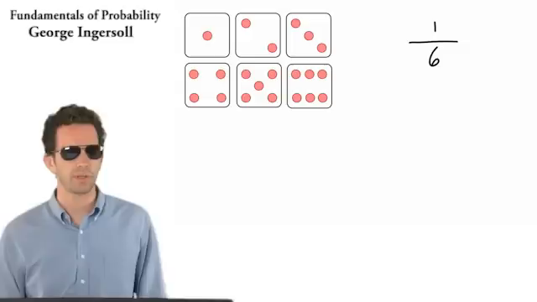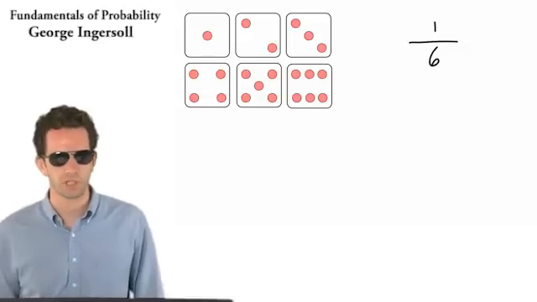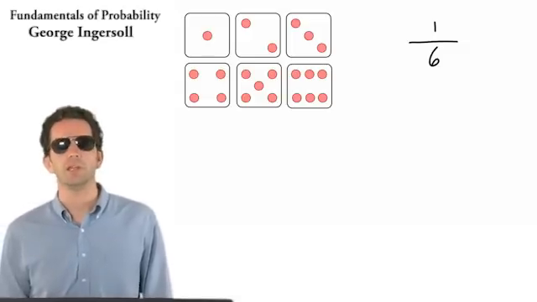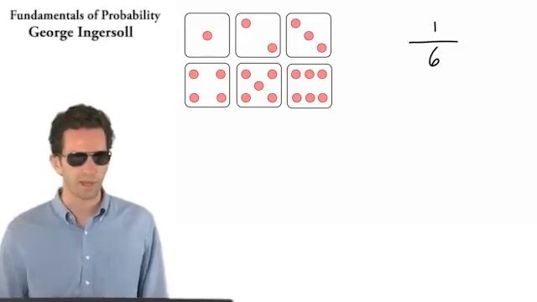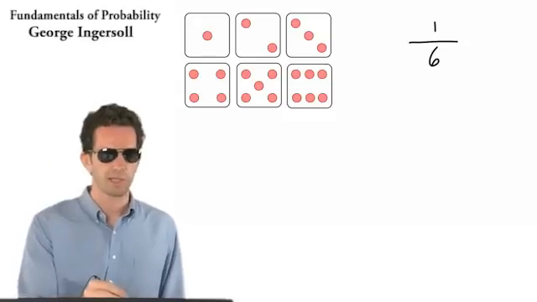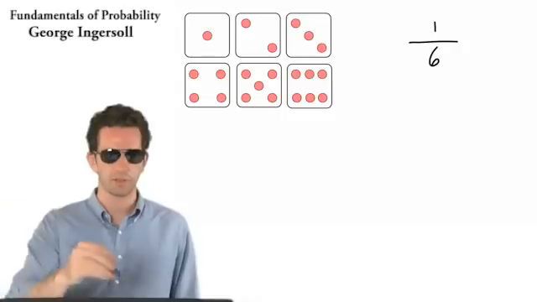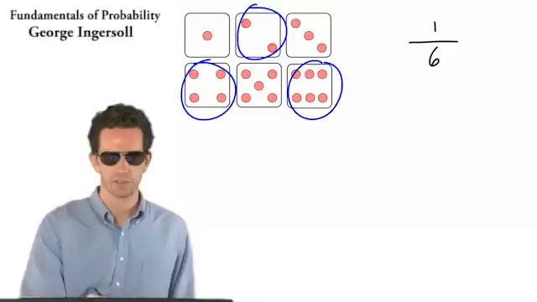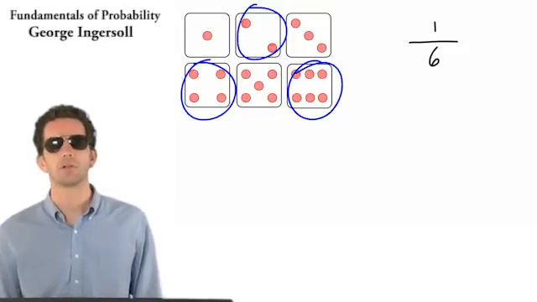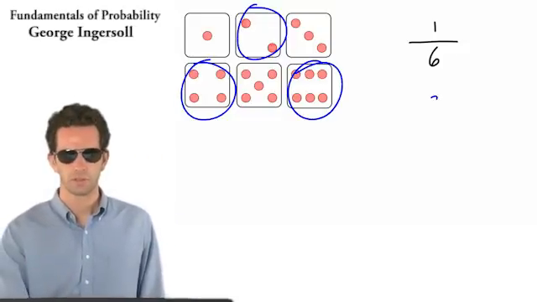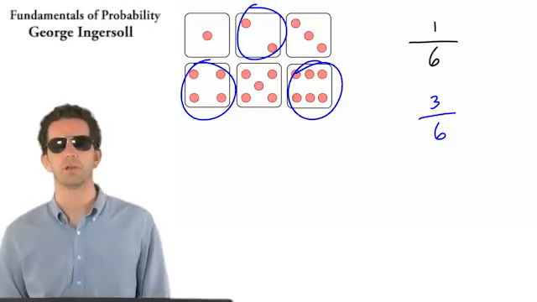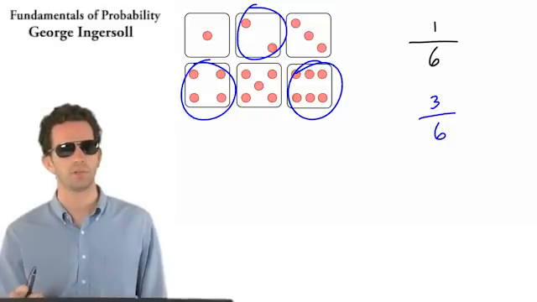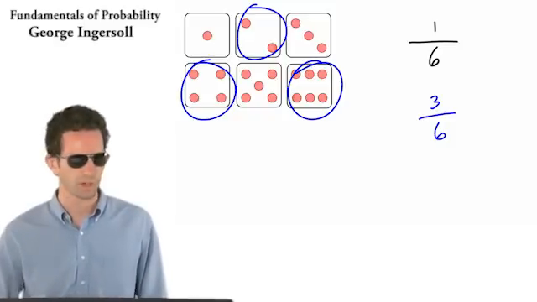Now, what if we're interested in knowing the probability of rolling an even number? Well, in that case, we have 3 possible outcomes that we're looking for. That would be 2, 4, and 6 over 6 total possible outcomes on that die. Okay, that's a basic example. Let's make it a little bit more complicated.